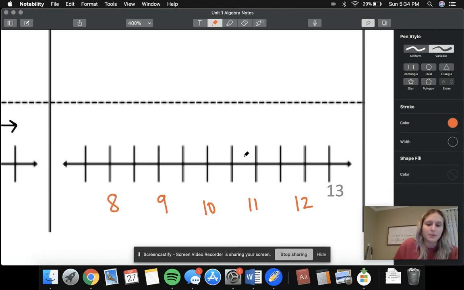Okay. It cannot be 10, so we will use an open dot to show it cannot be 10, and then we will shade to the left to show less than.